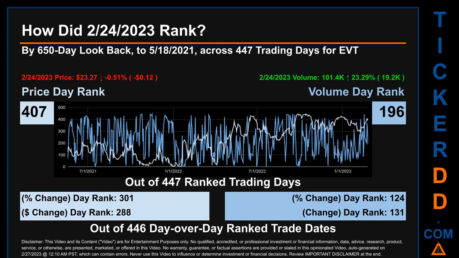The price's day over day percentage change, dropping minus 0.51% on February 24, 2023, had a day rank of 301, while its dollar difference of minus 12 cents had a rank of 288 when compared day over day across 446 trading days. Volume's percentage change and difference were ranked respectively at 124 and 131.